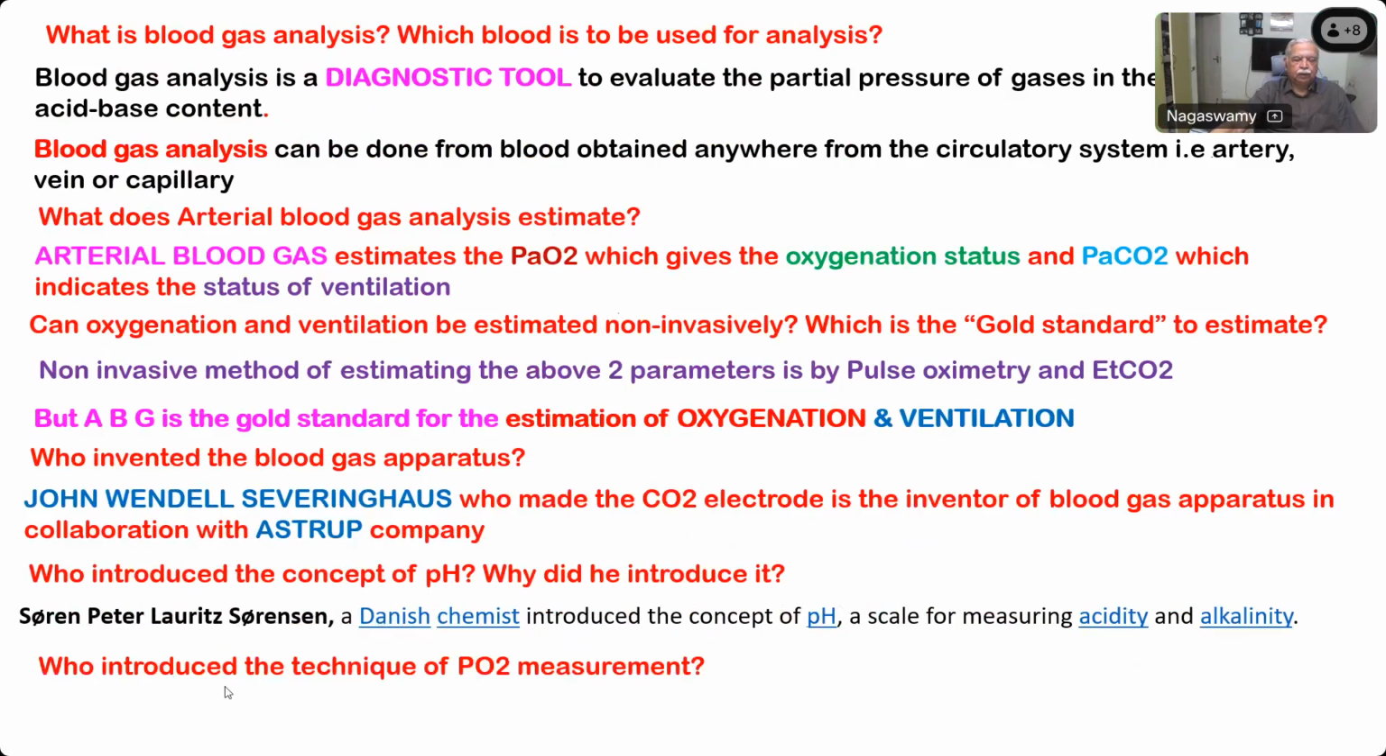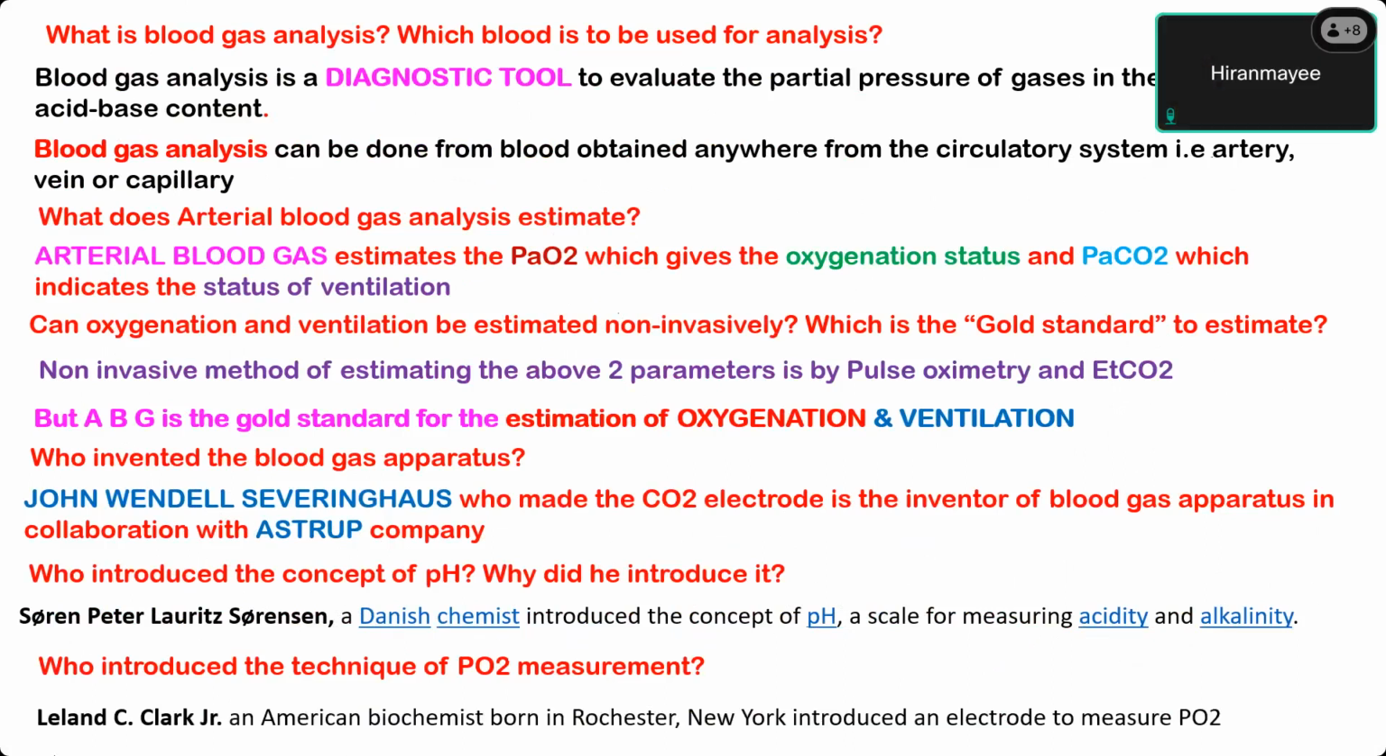Okay, who introduced the technique of oxygen measurement? Already I asked you that question. Just now told the name. Clark. Leland C. Clark Jr., an American biochemist born in Rochester, New York, introduced an electrode to measure oxygen. Okay, so it is called Clark's electrode, and the Severinghaus electrode for CO2.